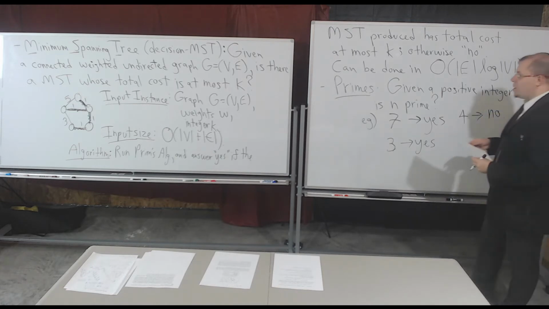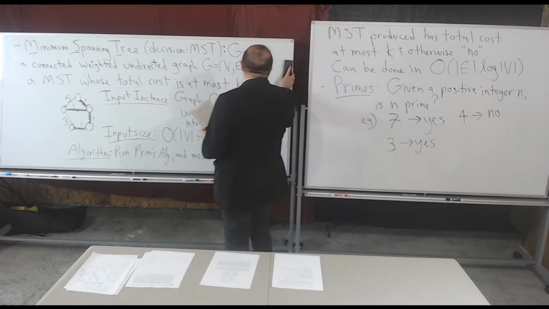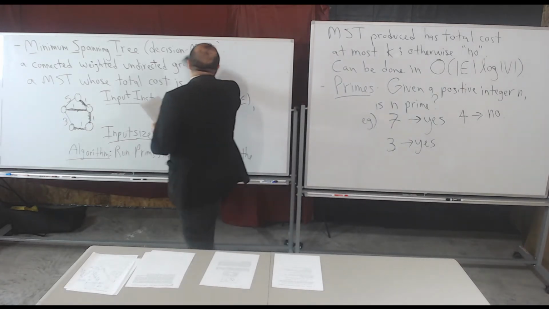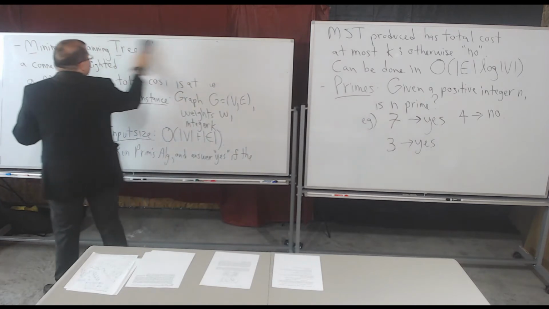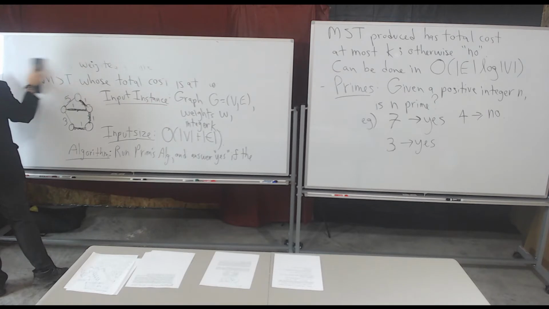So my decision problem is where I get a positive integer, and I have to decide if the number is prime or not. If it's prime, I say yes. If it is not, then I say no.